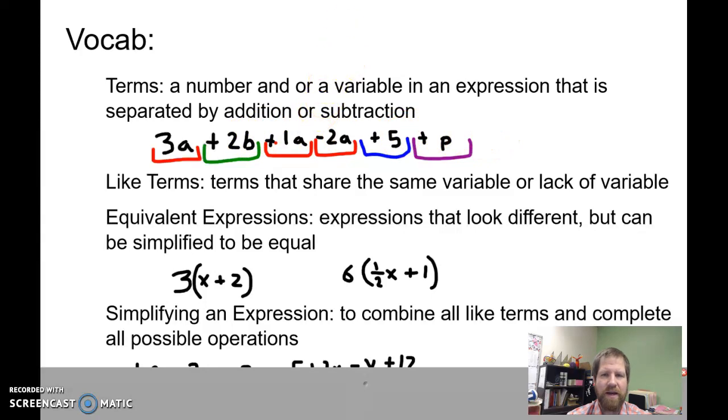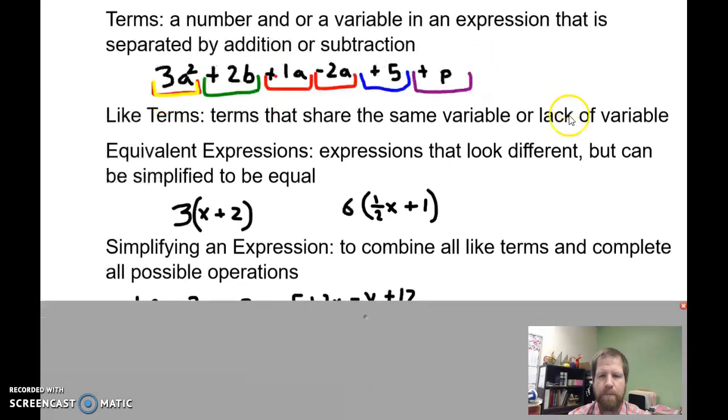One thing to add on that, if I had an exponent, so if this is like 3a squared, this is now different. This is a different term than these a's. This would now be a separate term, and I can't combine it with these two terms.